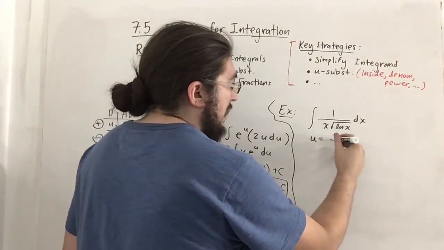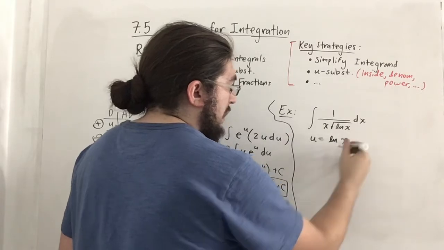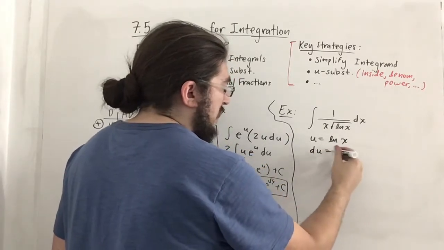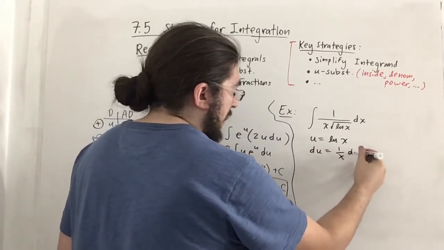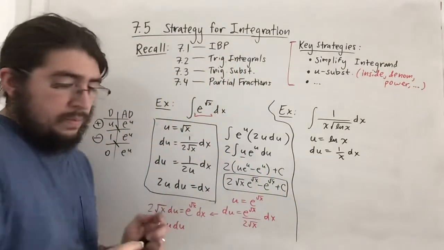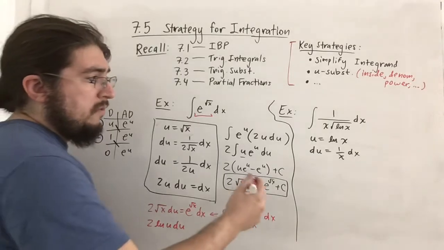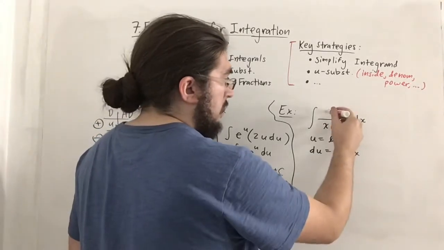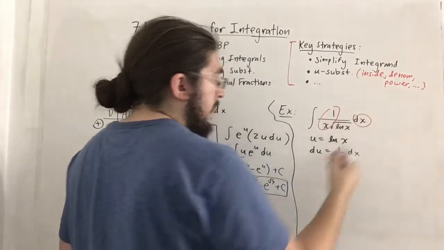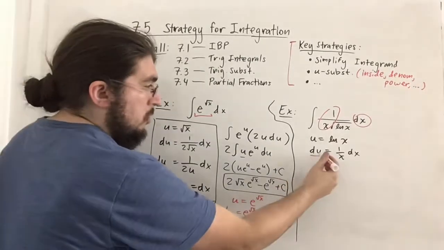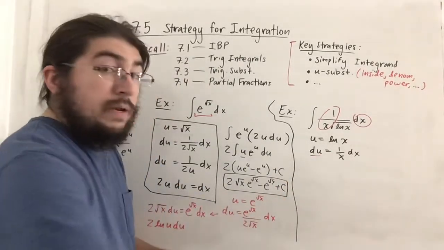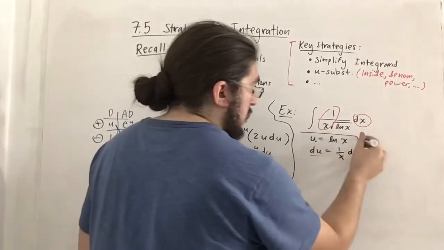So here, let's let u equal the inside of the radical, ln of x. And this is honestly something we've seen a lot before, just when we would start u substitution. If u is equal to ln of x, then we get 1 over x dx. And notice we have a 1 over x dx here. So those get replaced with just u. In fact, that's really all we need from our substitution. So we're good to go.